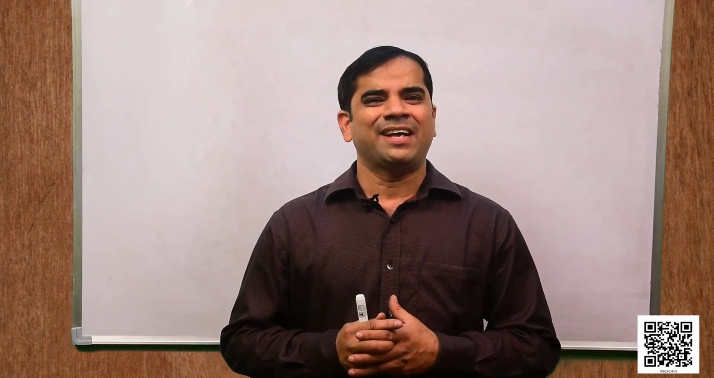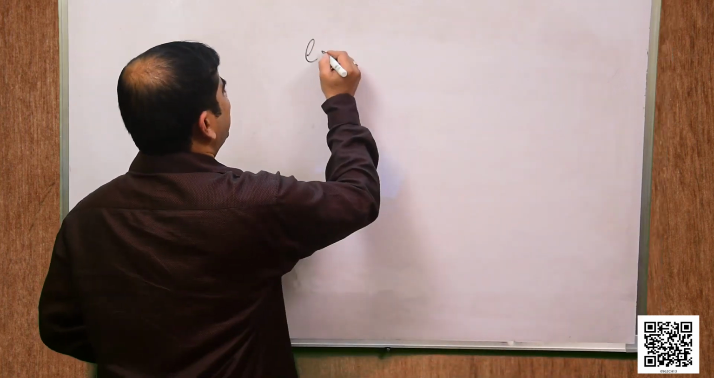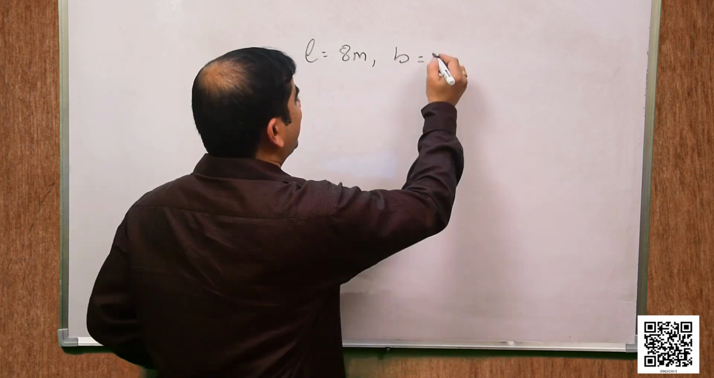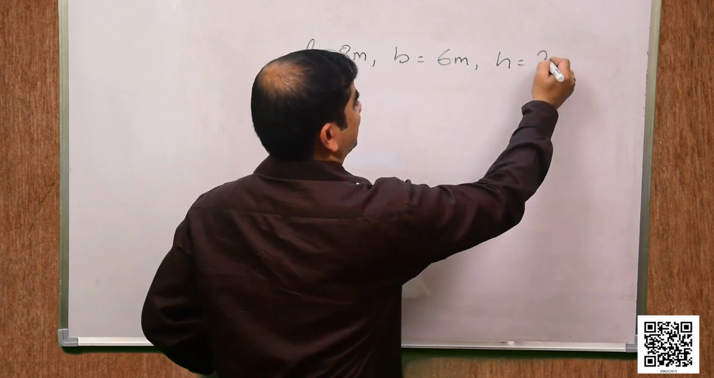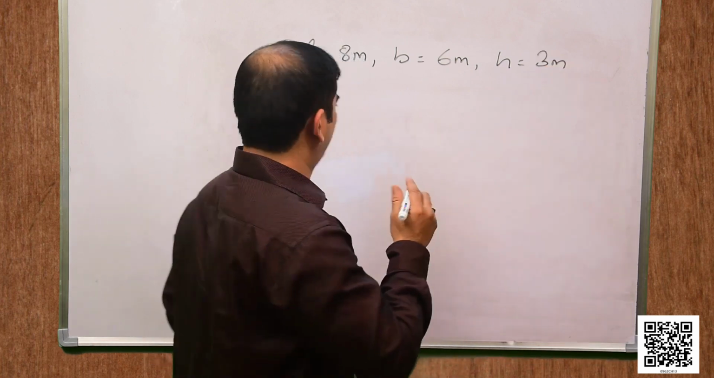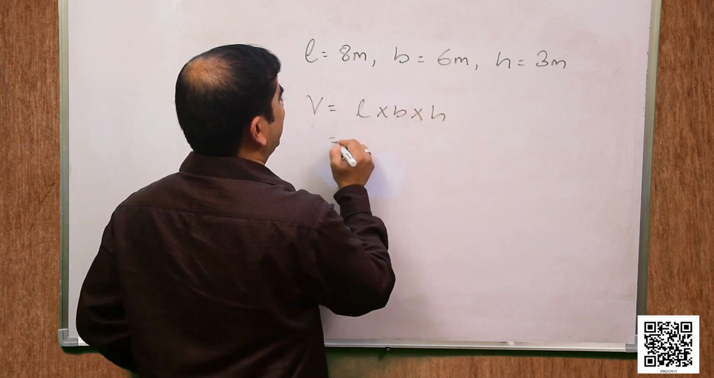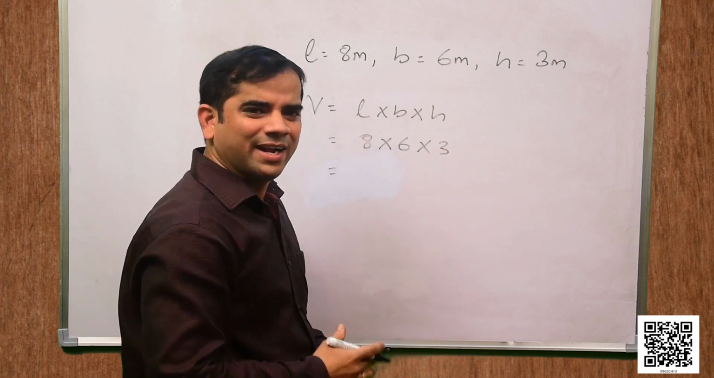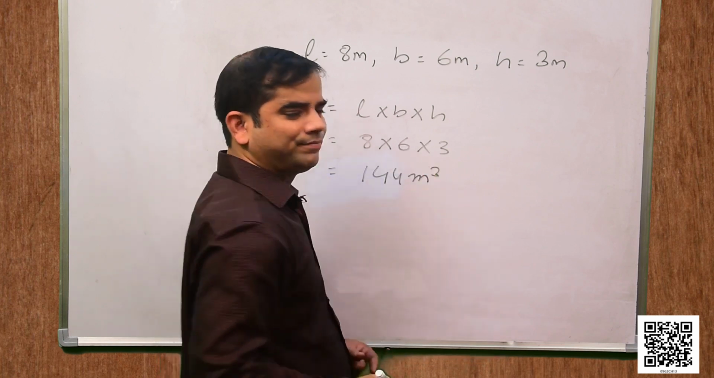So, as per the given data, length is equal to 8 meter, breadth is equal to 6 meter and height is equal to 3 meter. So, let us find the volume. Volume is equal to length into breadth into height, that is 8 into 6 into 3. That is equal to 144 meter cube.